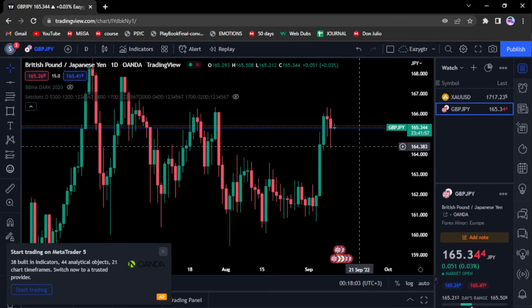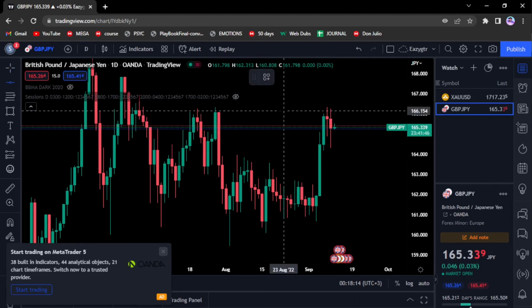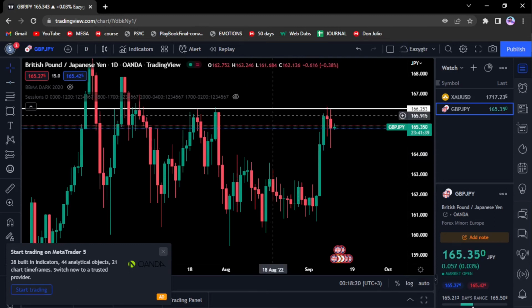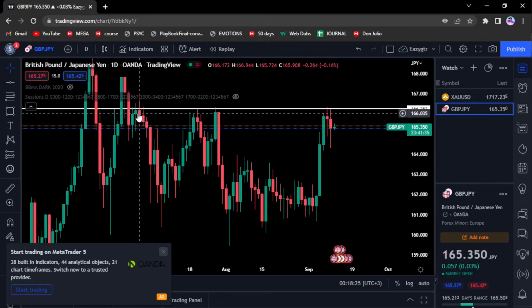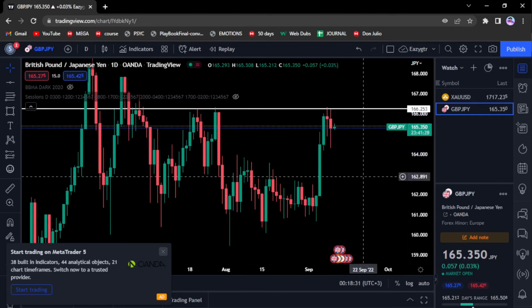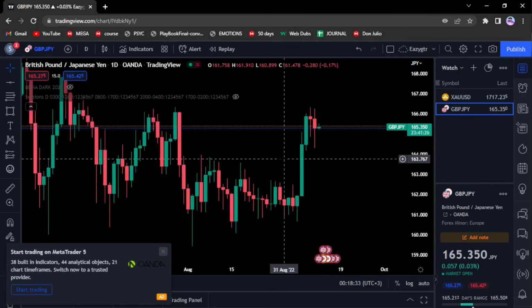The same thing happens in resistance. It doesn't matter which pair you are on, which time frame you are on, you still have to draw them the same way. Let me do the same for resistance so that you can grasp it. So here we have our line just above the body of the candles. Price didn't close above. Price touches, doesn't close. Touches, doesn't close.